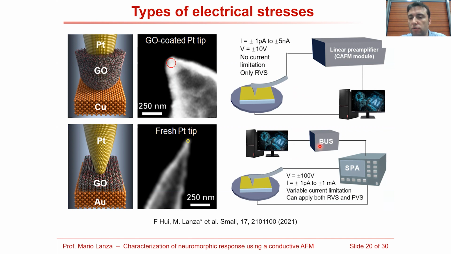So what we have done is to use a semiconductor parameter analyzer connected between the tip and the controlling computer. And what we see in this case is that we can apply much higher voltages if necessary. We can measure a very wide current dynamic range. We can apply current limitation, and we can apply both ramp voltage stresses and pulse voltage stresses.